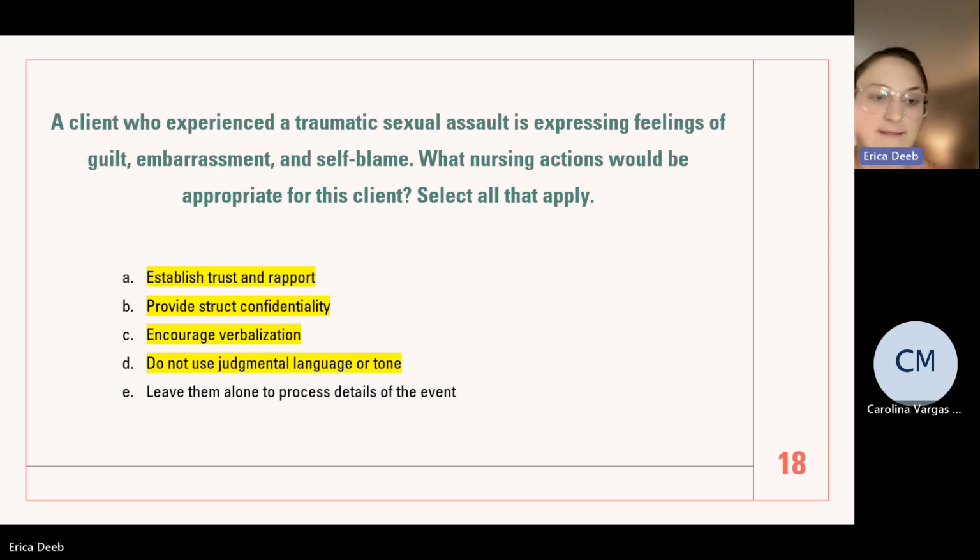And then E is not correct because we never want to leave them alone to process the details of the event, because this is when they might have feelings of fear and hopelessness and distrust. It could make them feel worse and not know how to deal with those feelings, but this can also be a risk for self-harm or suicide if we're leaving them alone so close to, or right after, talking about all of those things. All those feelings are still there. We want to stay with the client to make sure that those feelings don't turn into anything else that could be dangerous.